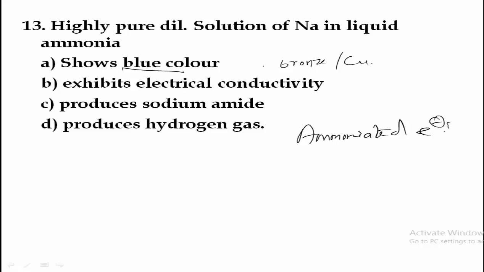Ammoniated electron is obtained when sodium is dissolved in liquid ammonia. Due to that ammoniated electron, it will increase the conductivity of the solution. So thus it will exhibit electrical conductivity. So option B is the right one. And options C and D, produces sodium amide, produces hydrogen gas. Sodium amide and hydrogen gas are produced when we use the catalyst. So therefore, option B is the right answer. It will exhibit electrical conductivity.